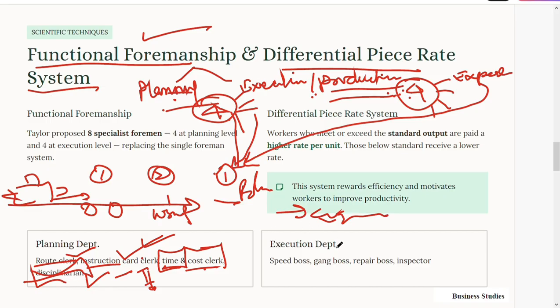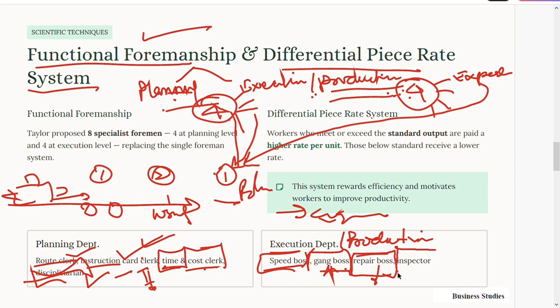Then you have execution, or we can say the production department. They have the speed boss, who decides the speed of the work and that you have to finish up their work. Then the gang boss, who decides the team and how they will be working. Repair boss, if anything happens to your tools and your machinery, he will be the person responsible.